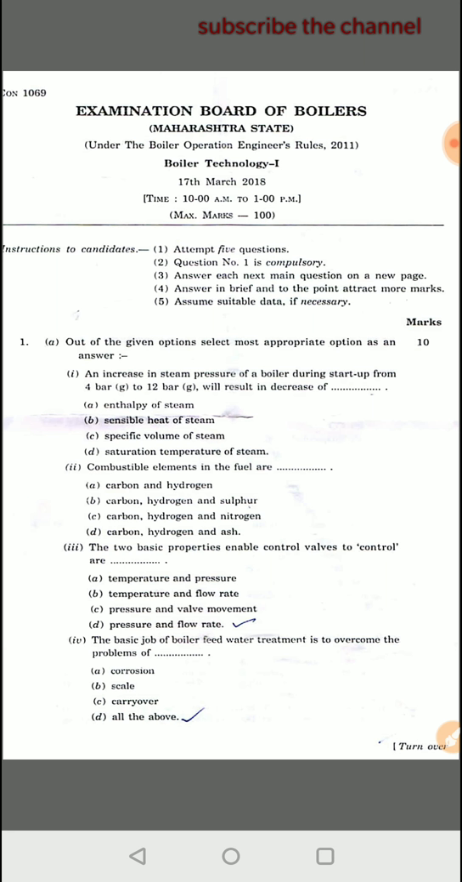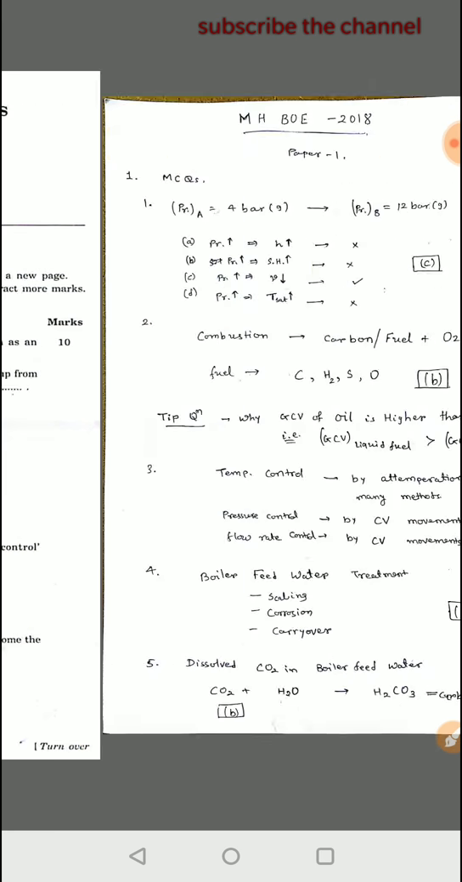Question 1a asked for MCQs, and the first MCQ was: an increase in steam pressure of a boiler during startup from 4 bar gauge to 12 bar gauge will result in decrease of A. Enthalpy of steam, B. Sensible heat of steam, C. Specific volume of steam, D. Saturation temperature of steam. What will be the answer? Let's solve.